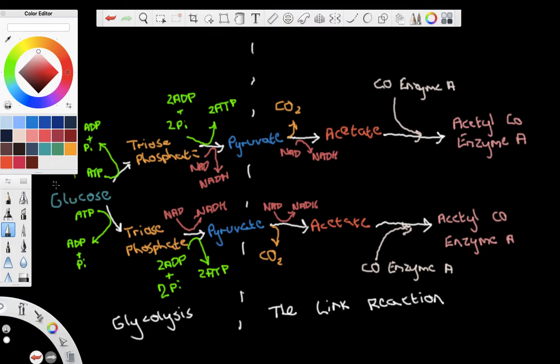So for every one glucose molecule we're forming two acetyl coenzyme A's. So we can put, before we rub the board off, we can say one glucose makes two acetyl coenzyme A's. I'm going to be referring to this quite a lot because it seems to be confusion at A-level biology when we're talking about aerobic respiration. Okay?